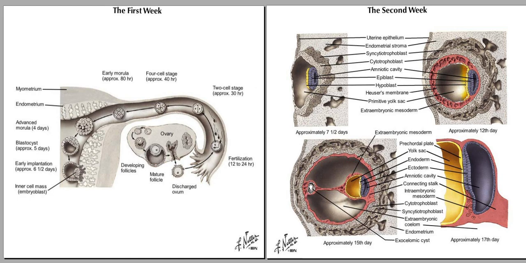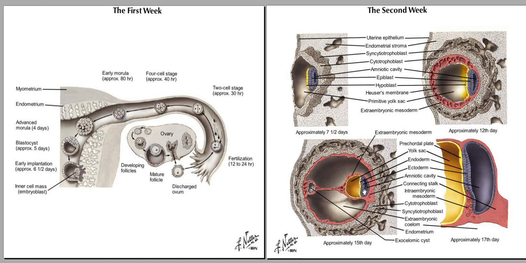What is the exocoelomic cyst? That's what you can find over here, and that's the definitive yolk sac. You can see the yolk sac over here. The extra embryonic mesoderm is a bit thinned out compared to the previous one. Here the extra embryonic mesoderm is over here, but this is the extra embryonic coelom.